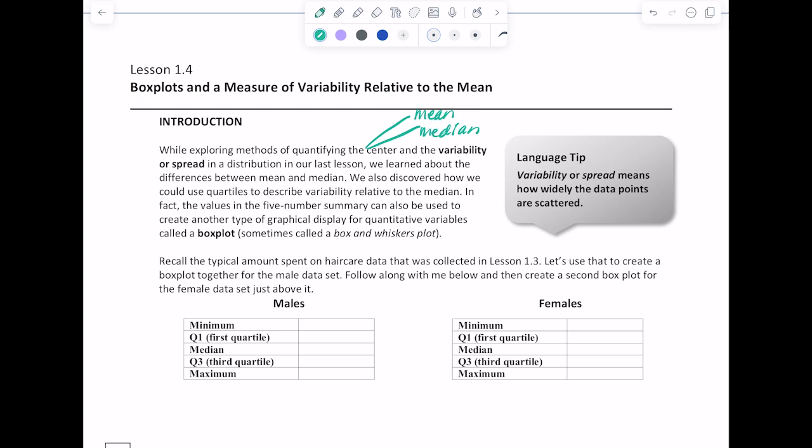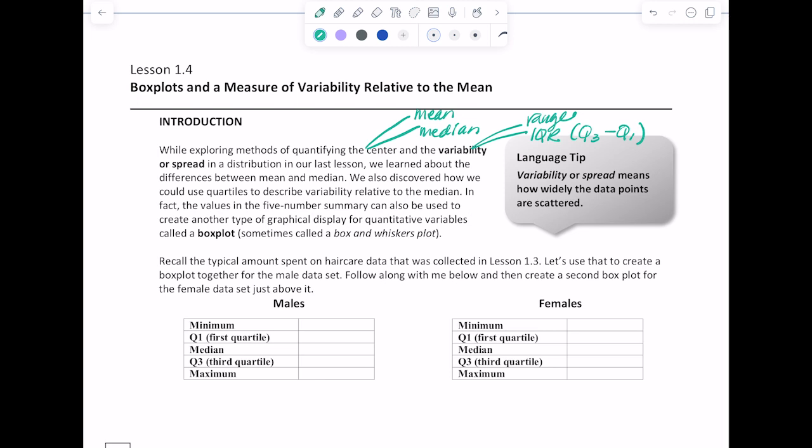We also looked at ways to quantify the variability or the spread, and the way we did that was we looked at the range, and we also looked at the quartiles. Specifically, we looked at the interquartile range, or the IQR. Remember, that's just Q3 minus Q1. And in doing that, we found the 5-number summary.